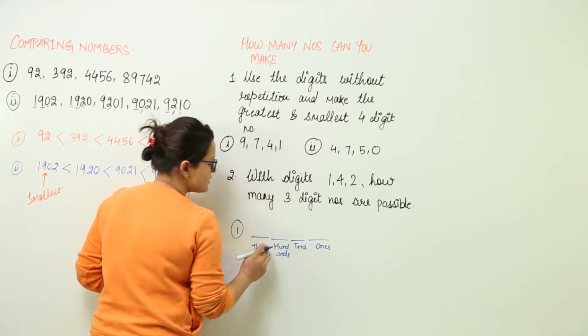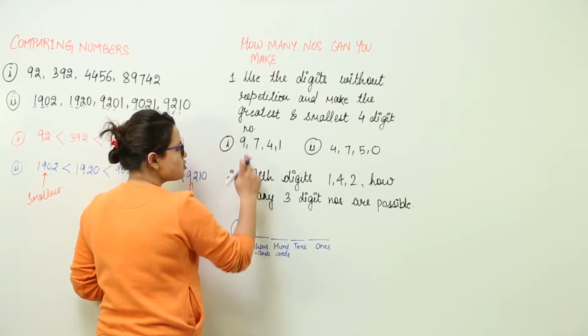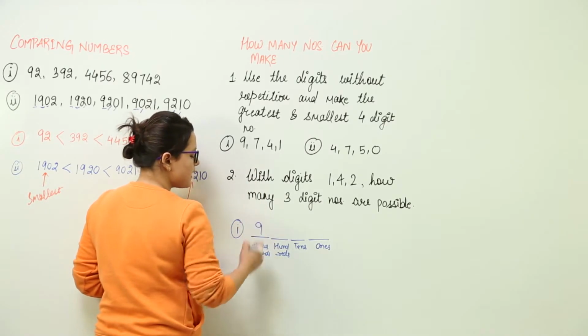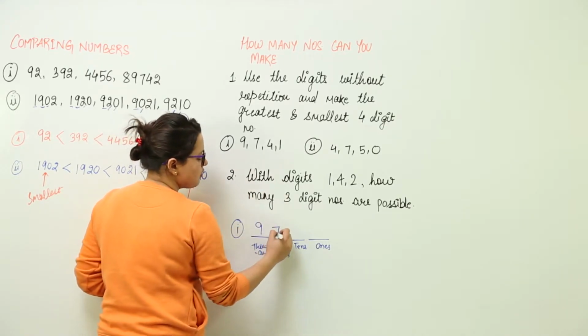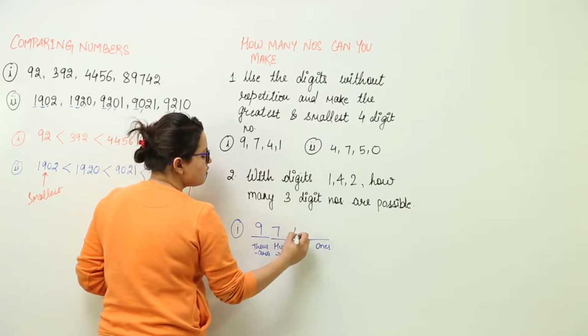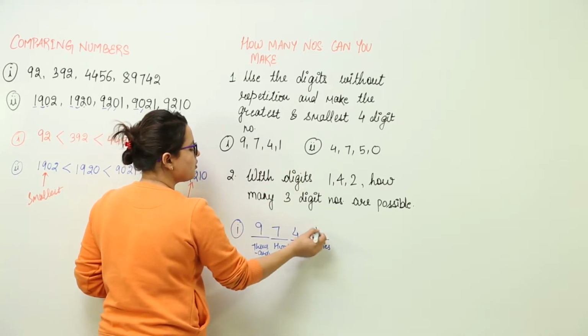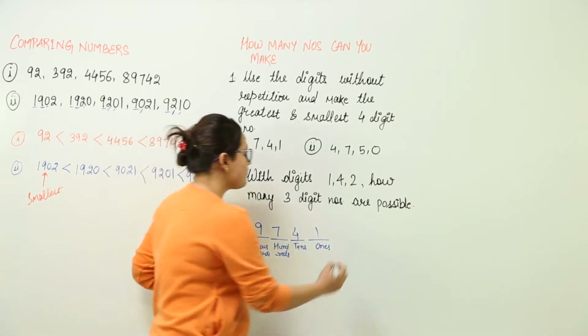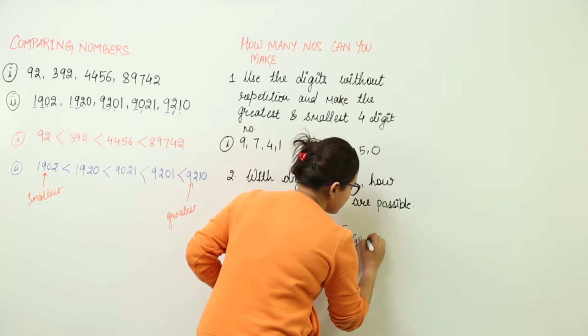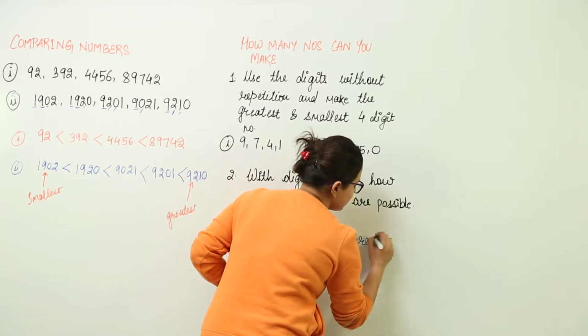So now the largest value place is thousands, so we'll place the 9 at the thousands place, 7 on the hundreds place, 4 on the tens place, and 1 on the ones place. So we have formed the greatest number possible with these given digits.